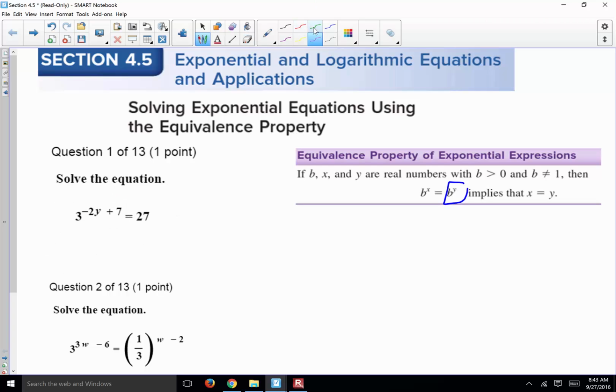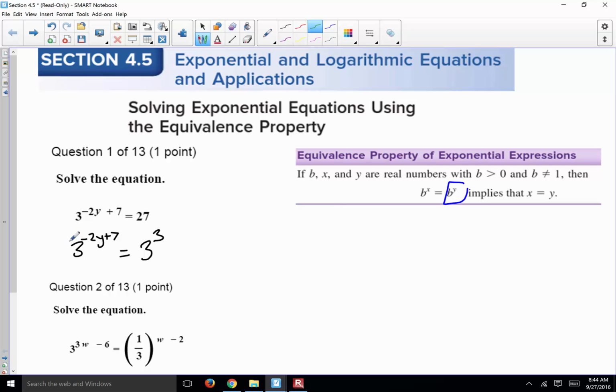How would you change? We need to change 27 into base. The left side, no change required. It's the same. It's already a base and exponent combination. 27 must be a power. What power? Cubed. 3 cubed, right? It's so easy. Now, what does this property say?